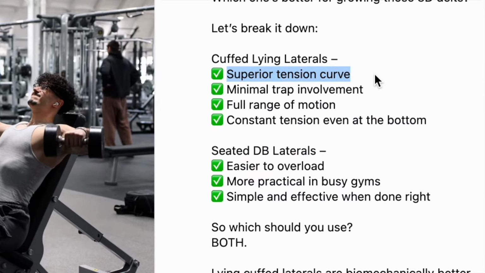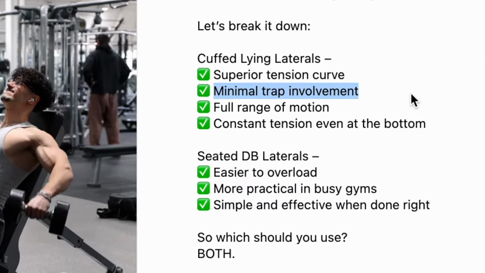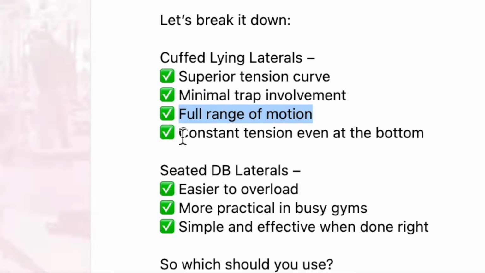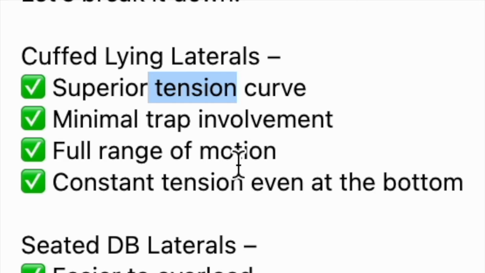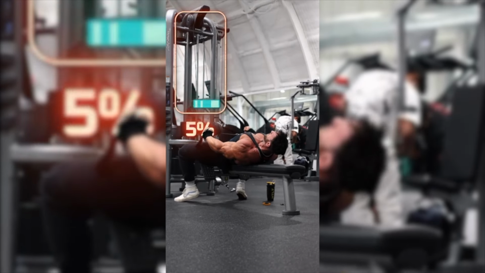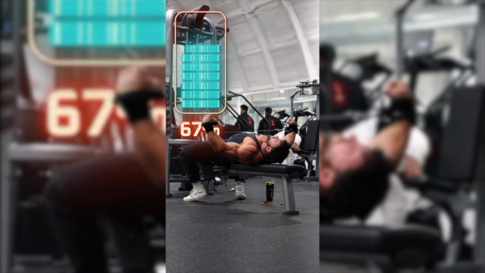Let's break it down. Cuffed lying laterals. Superior tension curve. Minimal trap involvement. Full ROM. Constant tension even at the bottom. So he mentions the tension curve twice, which is interesting. And then he mentions minimal trap involvement. I don't even know if that's true.